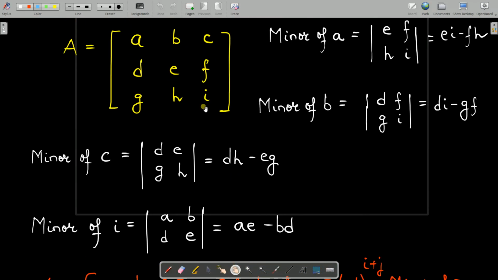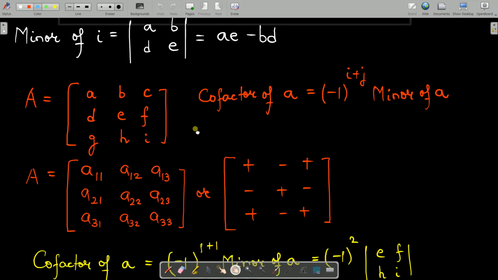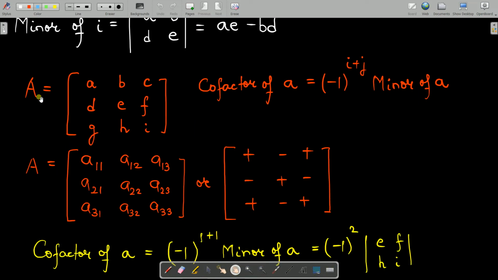Similarly for I, if you want to find the minor, delete the row containing I, delete the column containing I. What is left? A, B, D, E. The determinant of this is AE minus BD. Clear? Now cofactor. We have the same matrix again, A, B, C, D, E, F, G, H, I.